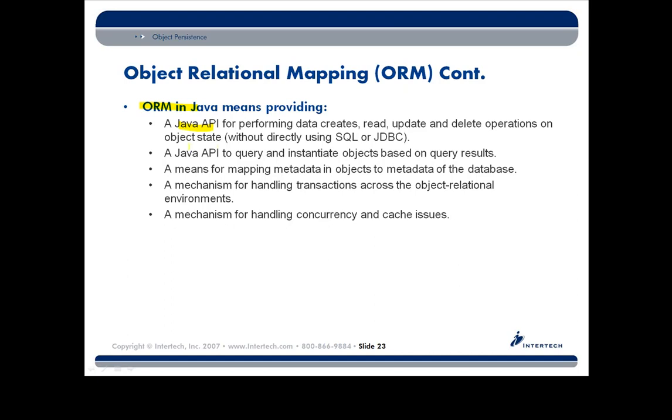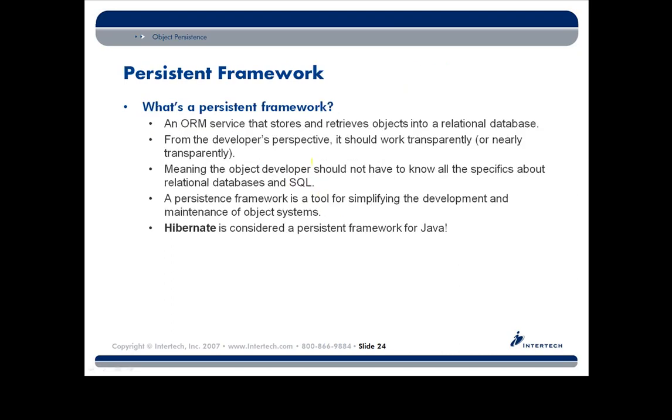Also, we have to think about things like transactions and concurrency when talking about any language, and in particular Java, with dealing with the database. So when we think about ORMs, taking it one level deeper, we have something called persistent frameworks. An ORM service stores and retrieves objects into a relational database. But from a developer's perspective, we want this to work completely transparently, meaning that as an object developer, we shouldn't have to know all the specifics about the relational database, or for that matter, even SQL.